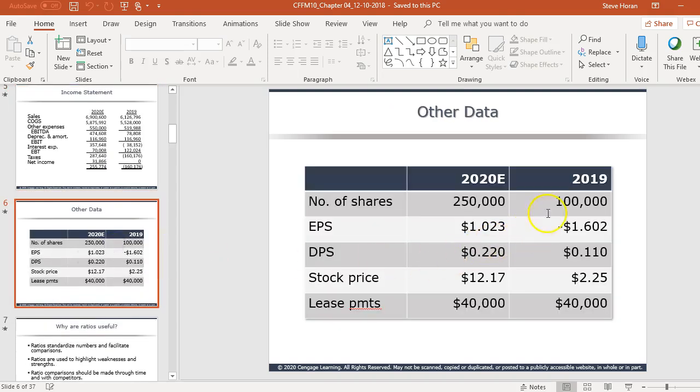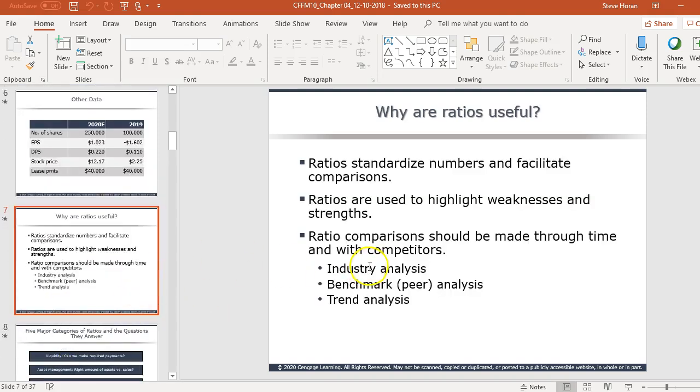Just some data about them. They've obviously sold shares of stock, 150,000 shares. EPS is earnings per share. It's the amount of net income divided by the number of shares. Thankfully, that's now positive. DPS is dividends per share. It was 11 cents, now it's 22 cents, and stock price went up significantly, and these payments were not changed between the 2 years.